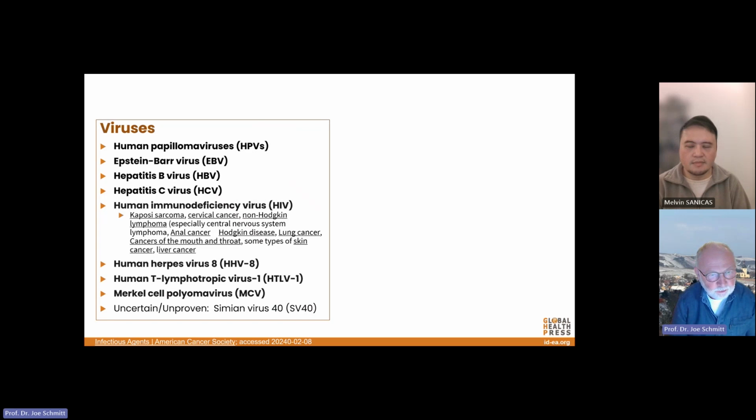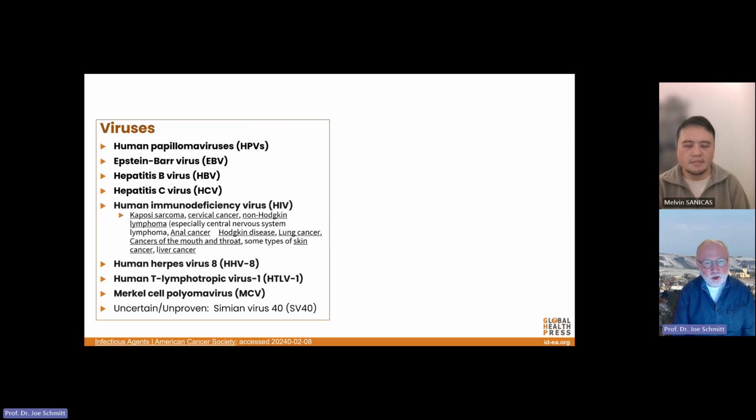Finally, there is this human herpes virus 8, which is also called the Kaposi sarcoma-associated herpes virus. Kaposi sarcoma is a cancer of the skin. It starts with purple lesions on your skin, and they finally may spread throughout the body. And again, this is called Kaposi sarcoma.